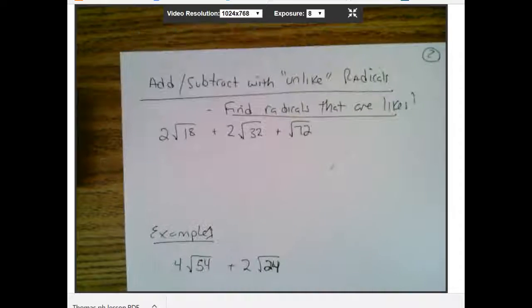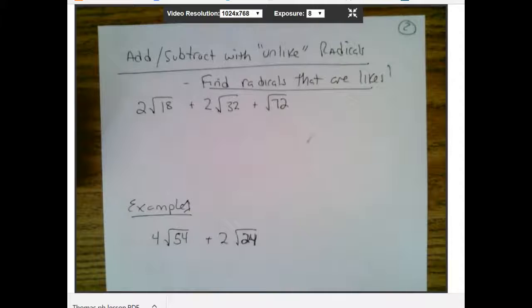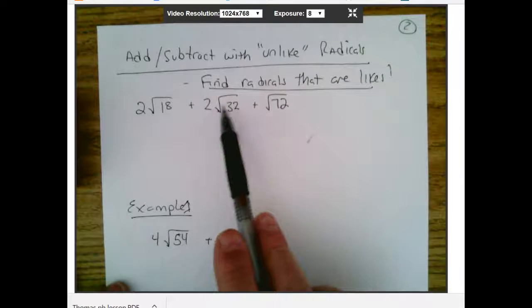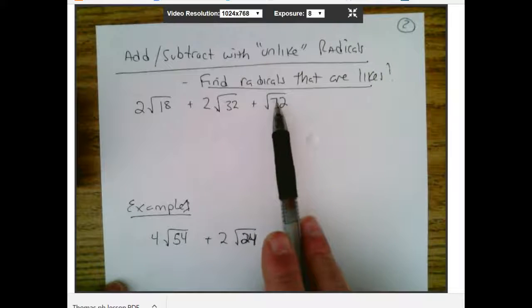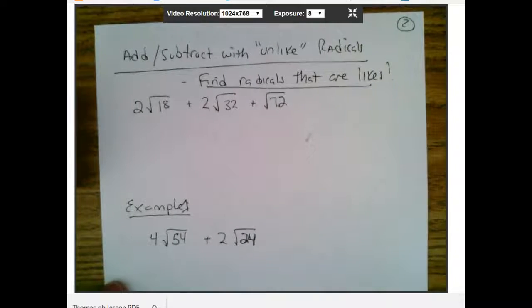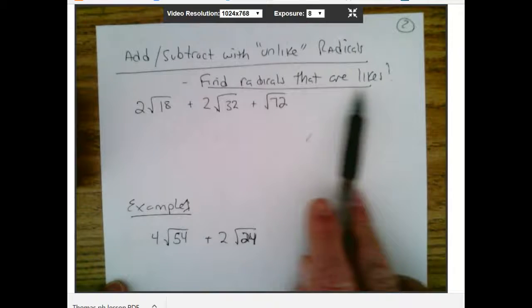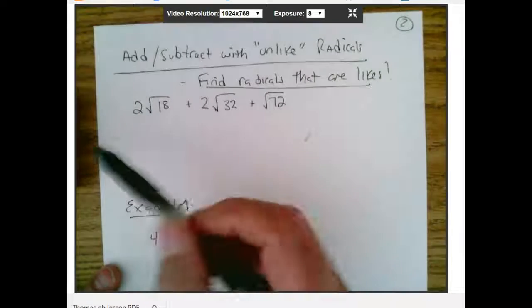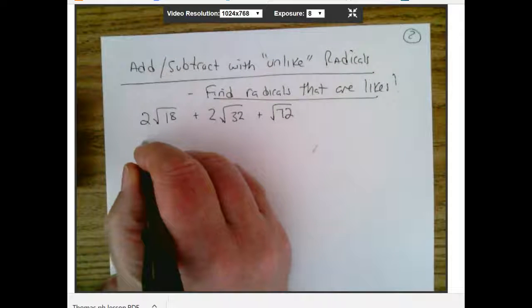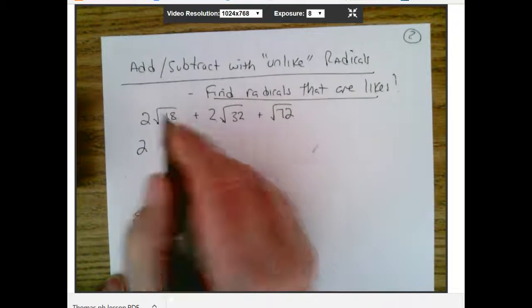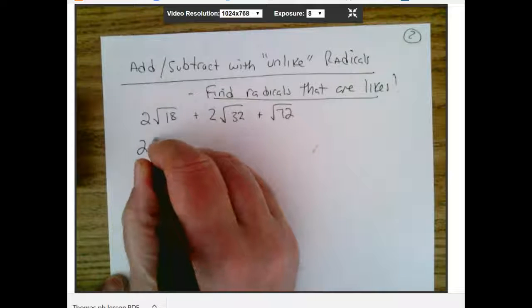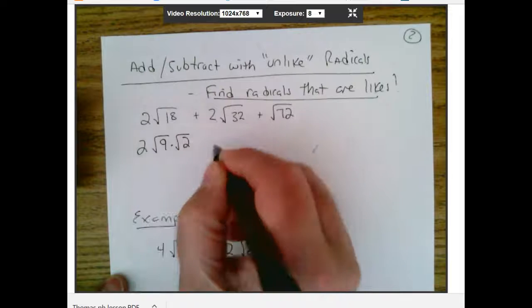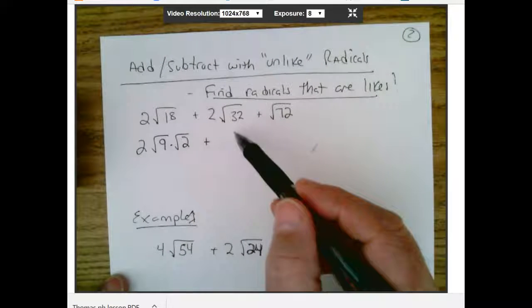If we keep going, we have unlike radicals, where none of them are the same, right? So here we have 2 square root of 18 plus 2 square root of 32 plus square root of 72. What we need to do is find radicals that are likes. We're just going to look at these and see if we can simplify them. Here we go to the square root of 18. We could break that down into the square root of 9 times the square root of 2, right? And let's see if we can get this to be the same.